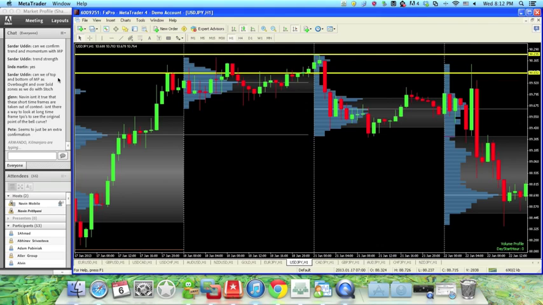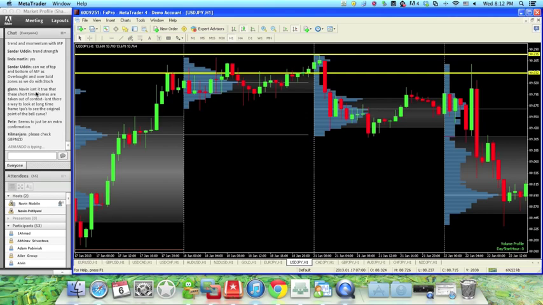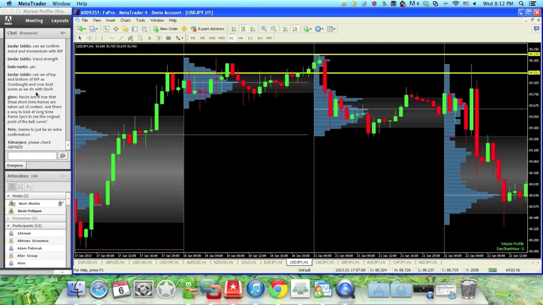Can we use the top and bottom of MPs as overbought, oversold zones as we do with stochastics? Yes, that is the concept, Sardar. But how do you know which is the top and which is the bottom? That's the question to ask yourself. You need a confirmation with that.